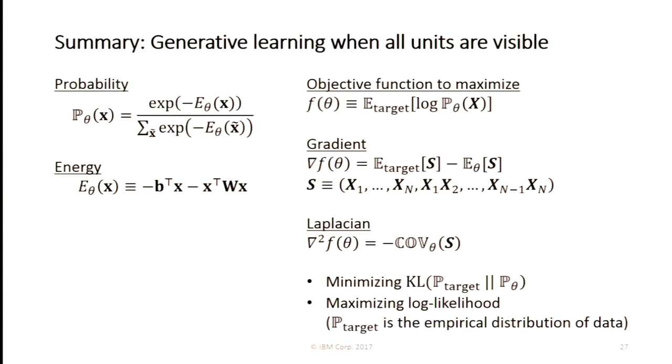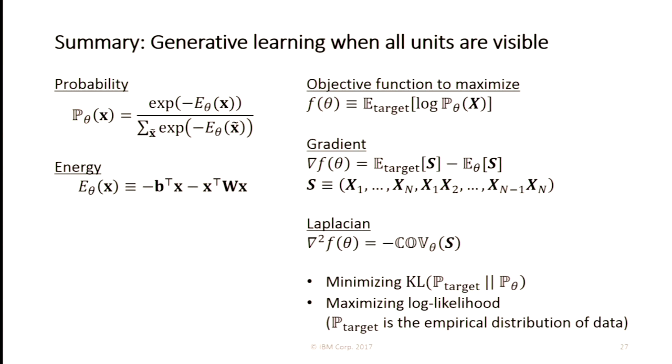So this page summarizes what we have seen so far. This is the generative learning when all units are visible. In this slide, I defined a new notation S. S consists of all monomials of degree up to 2: x1 through xn, and the products of x1, x2, and so on.